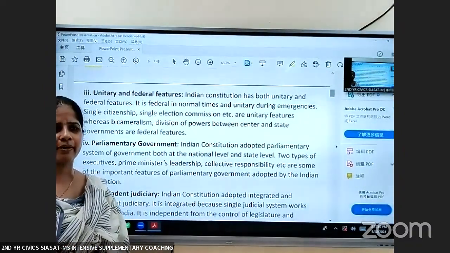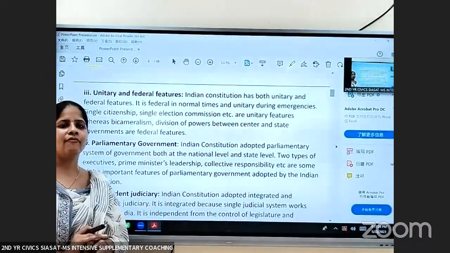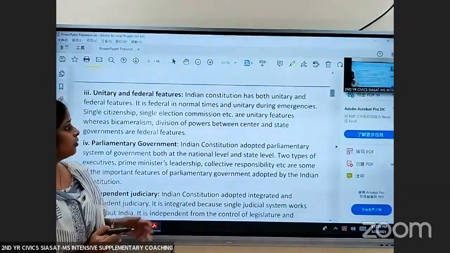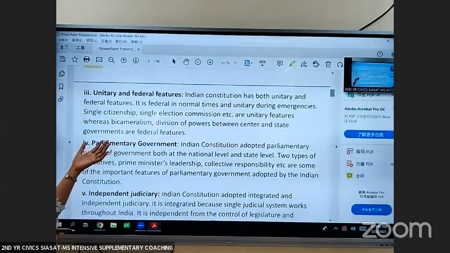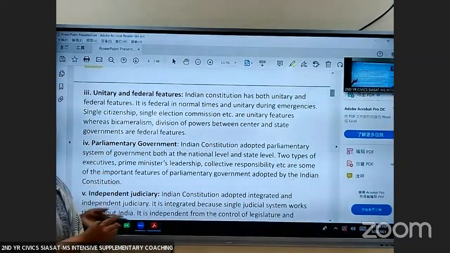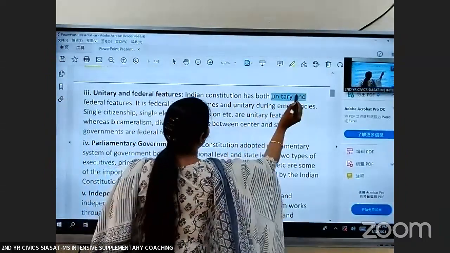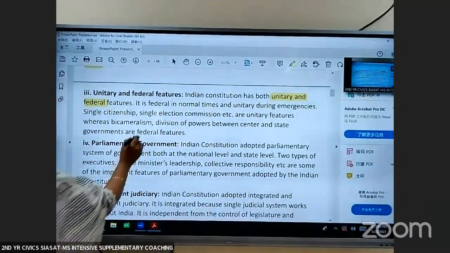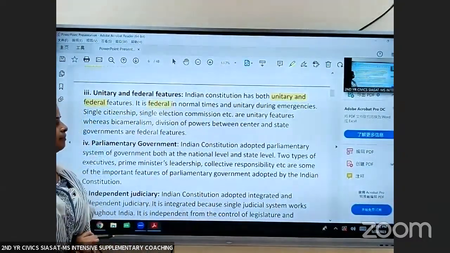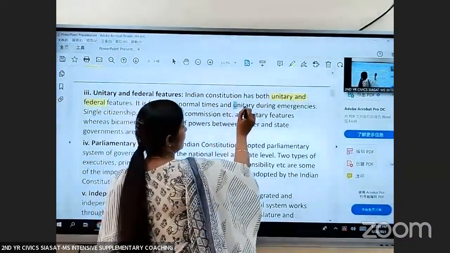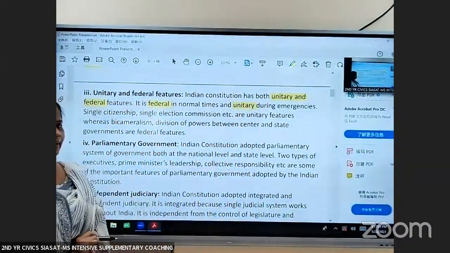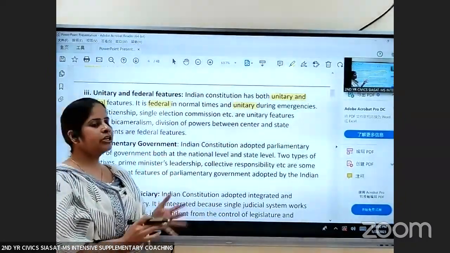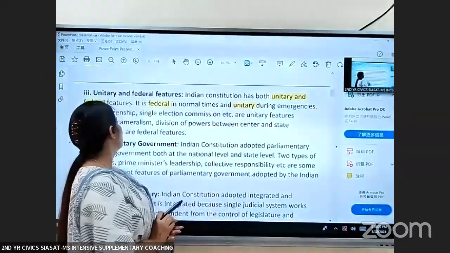So what is a federal government now? Federal government means you will have two governments, central government and the state government. So when we talk about Indian Constitution, it has adapted features of both unitary as well as federal government. It is federal in normal times, but it becomes unitary during emergency. India is a federal country. In normal times, it is federal, but during emergency, it becomes unitary.